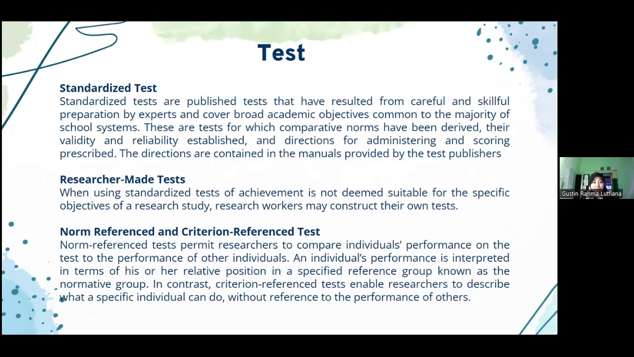And the second type is researcher-made test. When using a standardized test of achievement is not deemed suitable for the specific objectives of a research study, research workers may construct their own test.